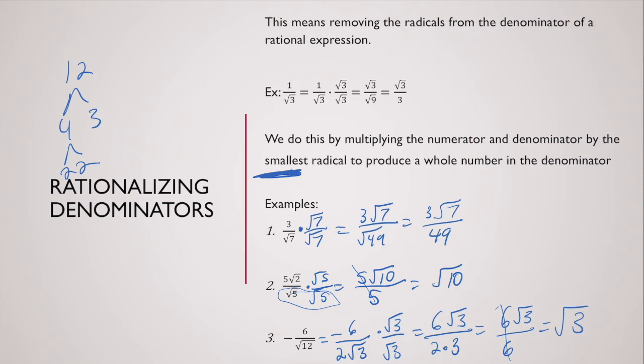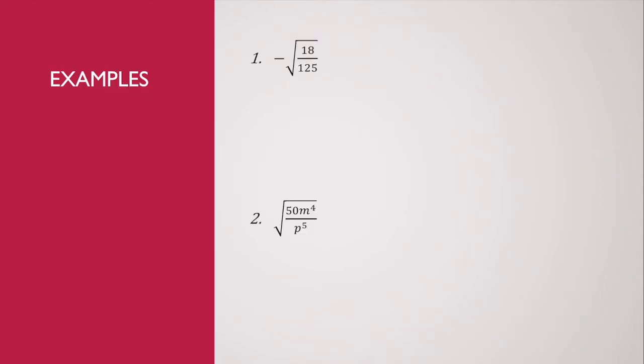But what do I do if my denominator has a real part and a radical? Let's take a look at that. Actually, let's solve a few examples first. Then I'll tell you how we do that.